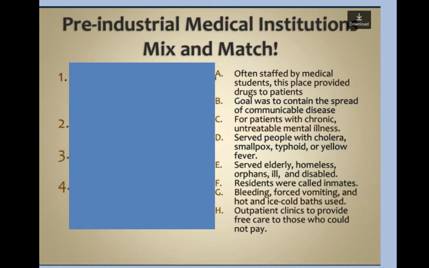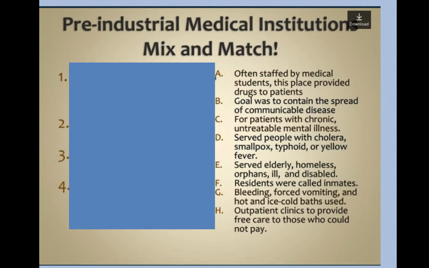Okay? So often staffed by medical students, this place provided drugs to patients. Write down what you think it is. Goal was to contain the spread of communicable diseases. Which one do you think that is? For patients with chronic untreatable mental illnesses. And then you can see the rest.